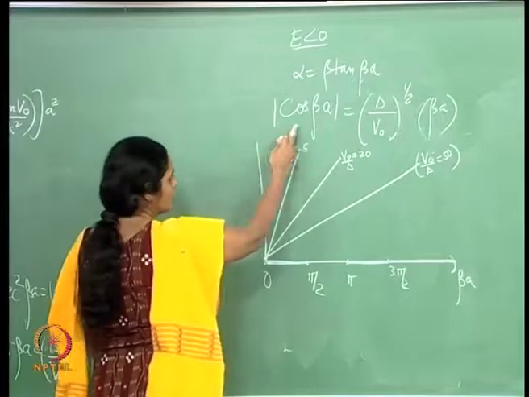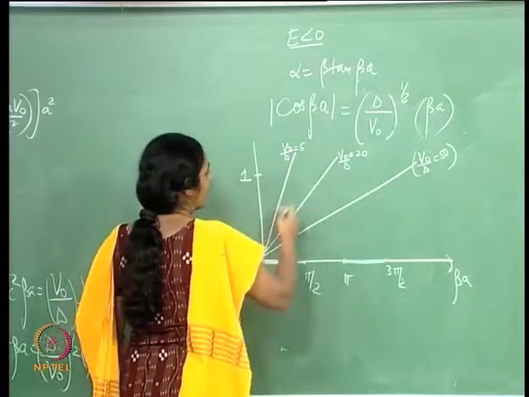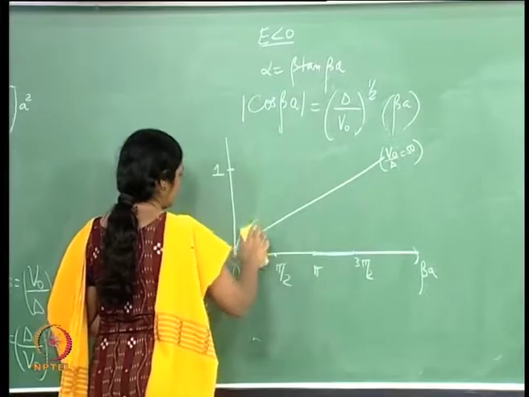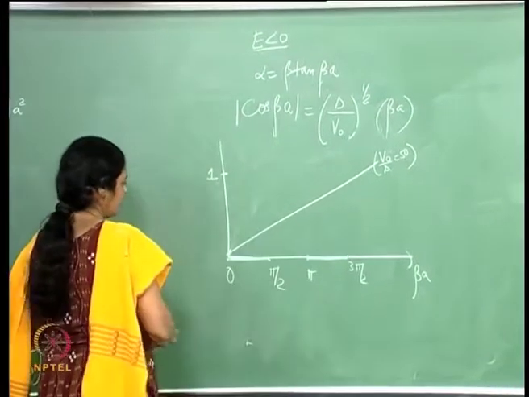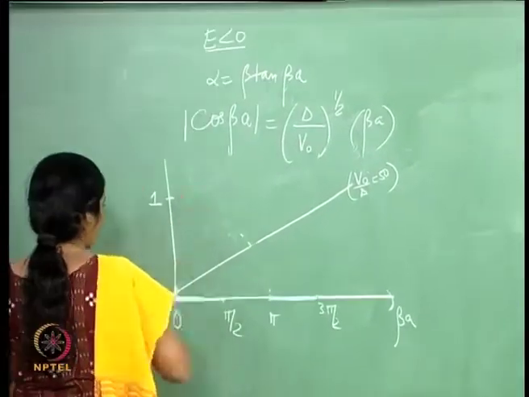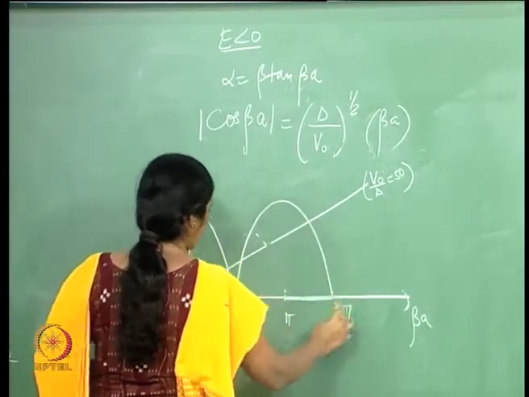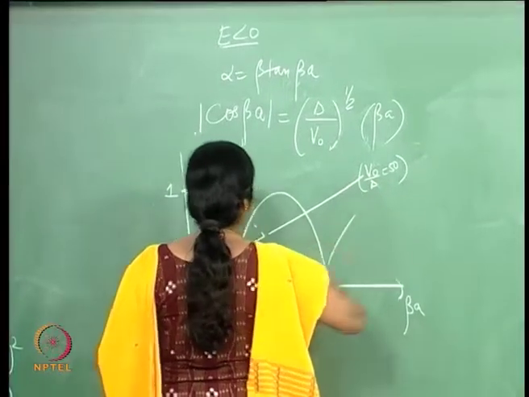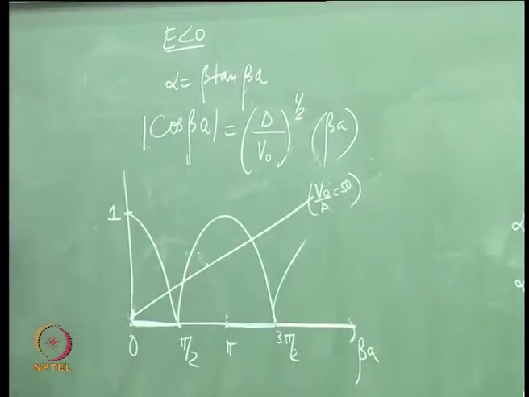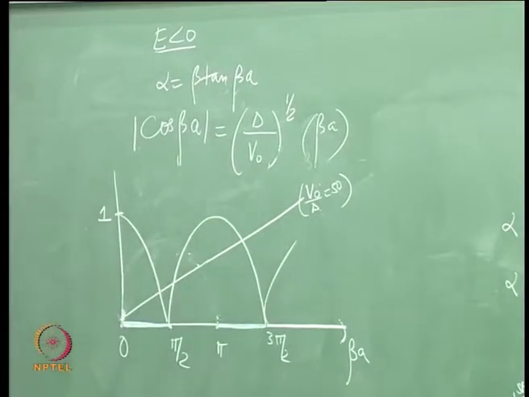So what are the allowed solutions? Where cos beta A, let's take that to be 1, where cos beta A cuts these lines. So let me for reference keep just one line, and draw cos beta A. So this modulus of cos beta A is what we want. It starts from 1 like that, and so on. I am not drawing that part. Question is, where does this modulus of cos beta A cut that straight line?